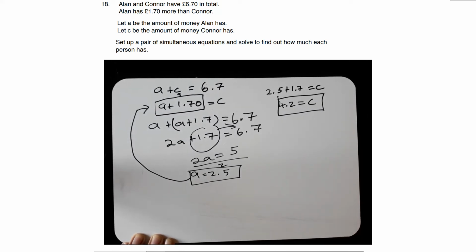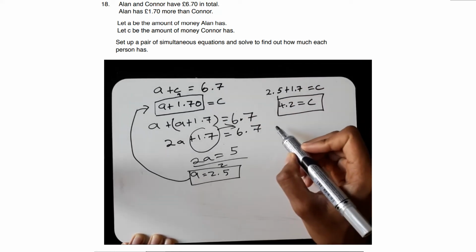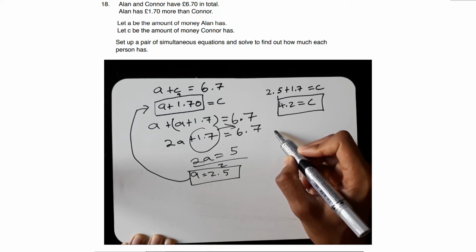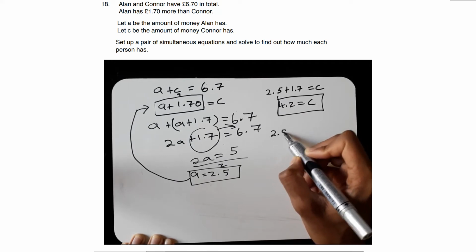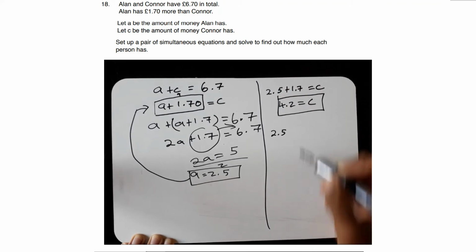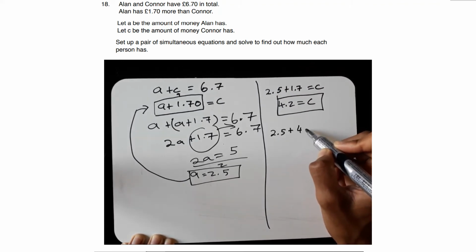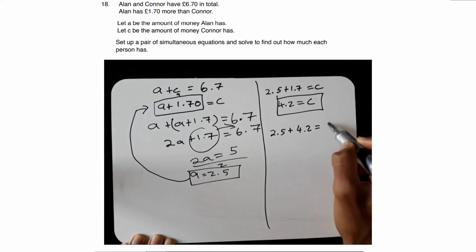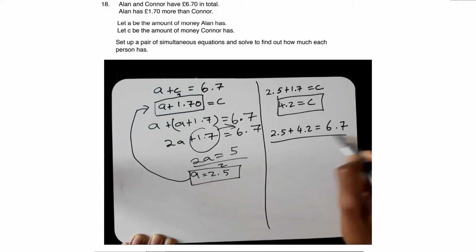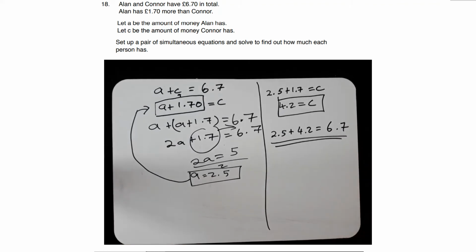So there are 2 answers. We could check by plugging them into the first equation. So A, which is 2.5, plus C, which is 4.2, will give you 6.7. Alright, moving on to the next question.